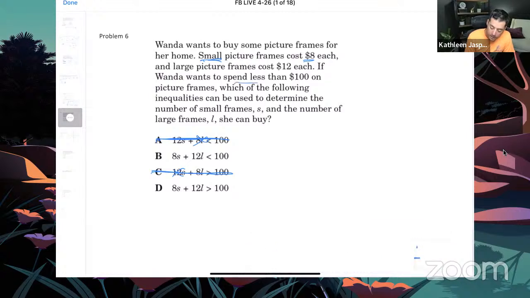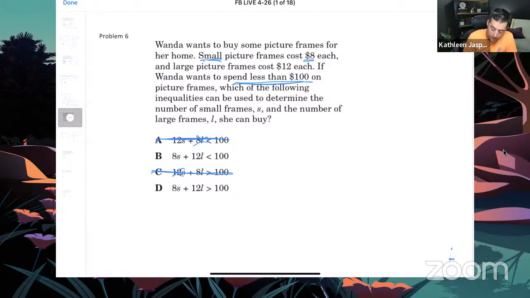She wants to spend less than 100. So what does that mean? That means that the quantity that you spend has to be less than 100. That means your 8S plus your 12L has to be less than 100. So what you should do, and I always find this easier to do when you say it out loud, and especially if you're in a testing center, you can't really talk. So as you are sitting there, just kind of mouth it. Just say in your brain, 8S plus 12L. And then in this case, it's going to be less than 100.